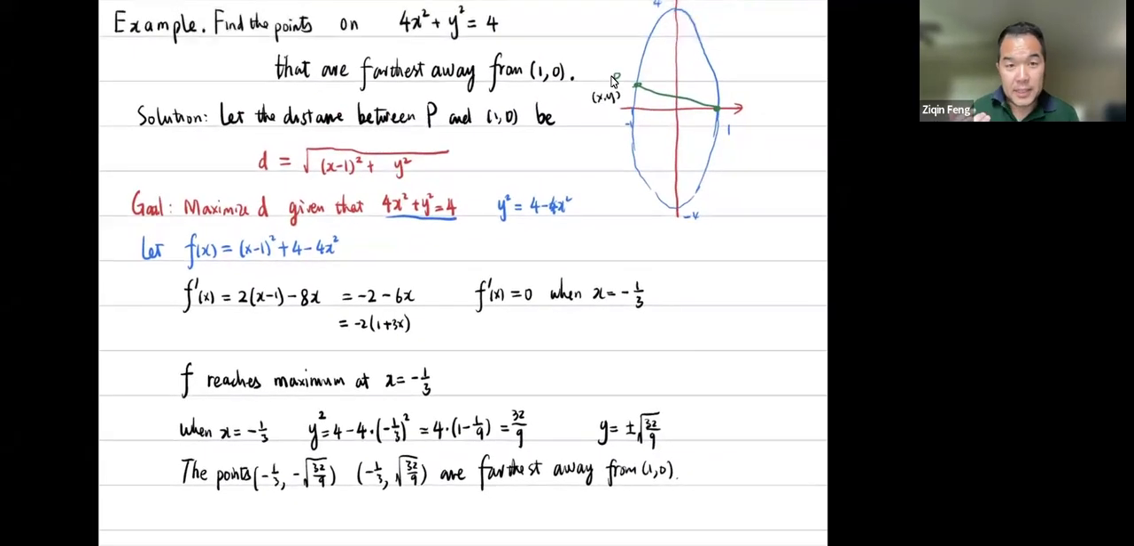So that's basically one application of another kind of problem, right? You can maximize or minimize some distance. In this case, we try to maximize some distance. We get a pair of points on this ellipse. These two are farthest away from the fixed point, which is (1, 0).